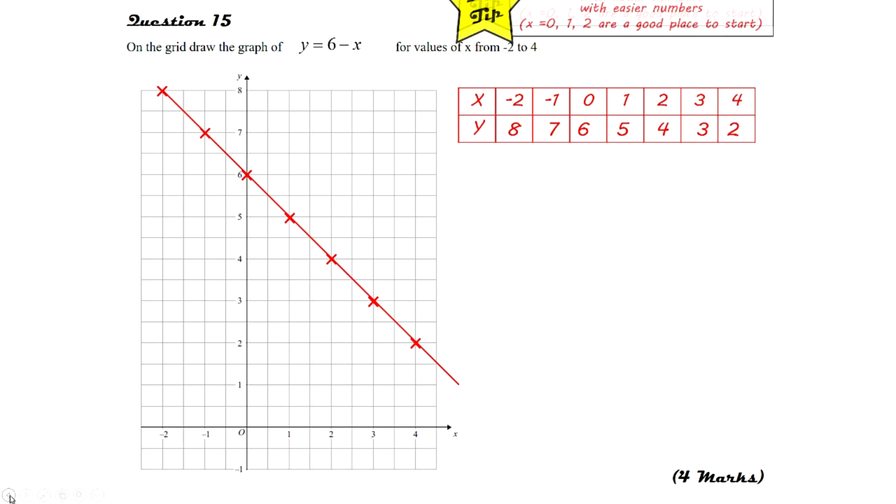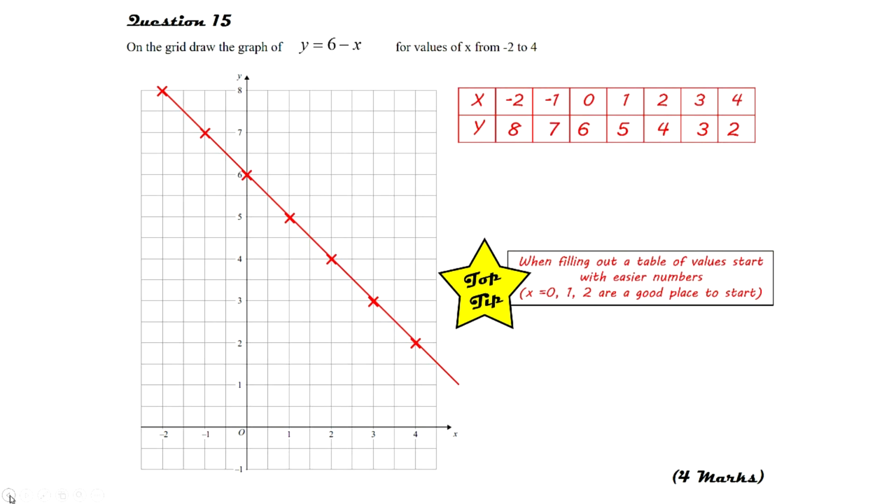Now my top tip for this one is when you're doing your table of values, always start with easy numbers. Lots of people tend to start with -2 in this really complicated equation and then go wrong. But if you start with the easy ones like 0, 1, 2, you can build up a sense of what the pattern is in this table, and that can actually help you with filling out the rest of it and eliminating any mistakes.